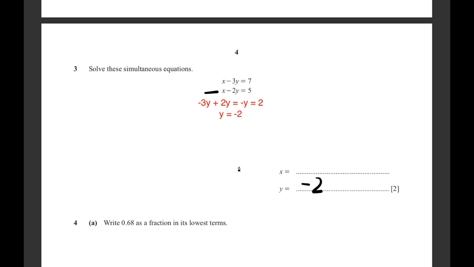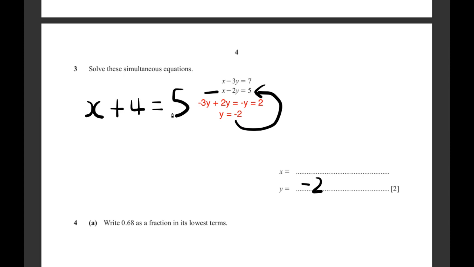But we now have to find the other answer. So we substitute the minus 2 back into an equation. And I'm going to put it in equation 2. So we copy out that equation. So we write down the x. Now minus 2y: minus 2 times minus 2 is positive 4. That's important. I did talk about those arithmetic errors earlier, and that's equal to 5.